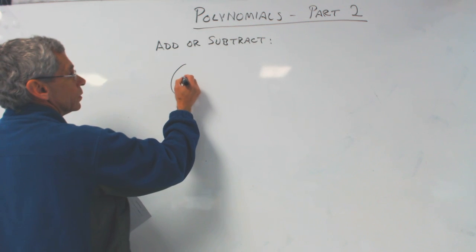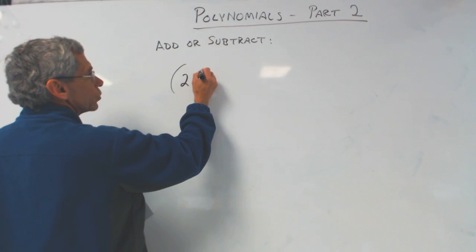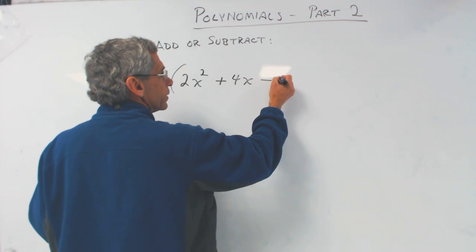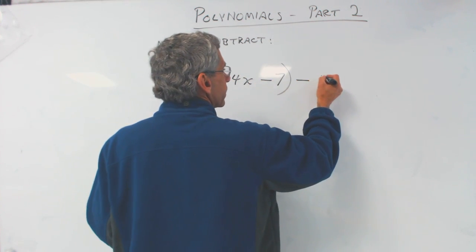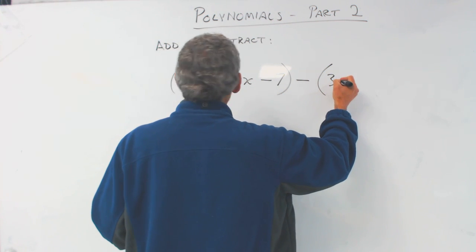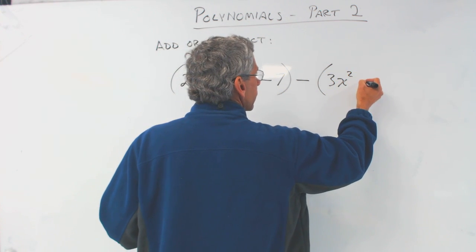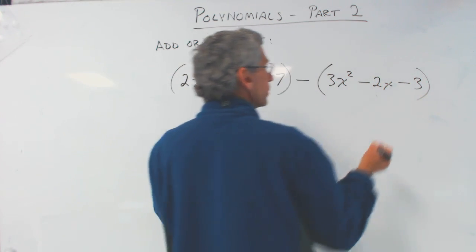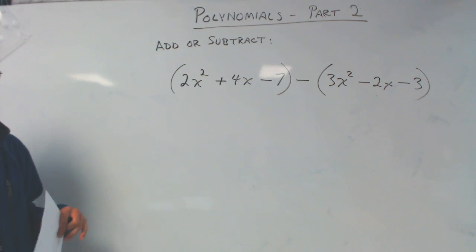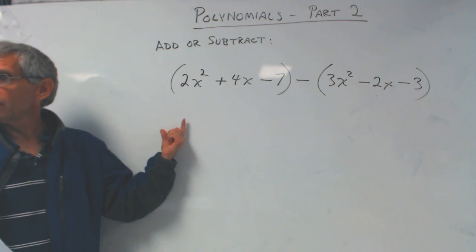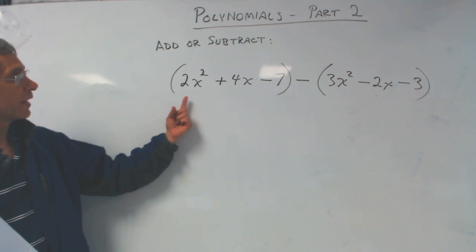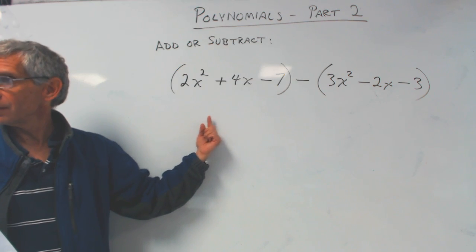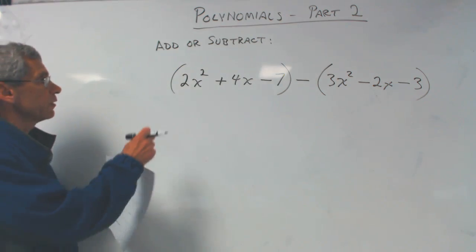How about this one? 2x squared plus 4x minus 7, minus, in parentheses, 3x squared minus 2x minus 3. All you have to do is write them as a positive, except the first one, that one's negative. So we have 2 sets of parentheses again. Do I need these parentheses for this first one? No. I can just erase them because it's just a positive number in front of it, positive 1.